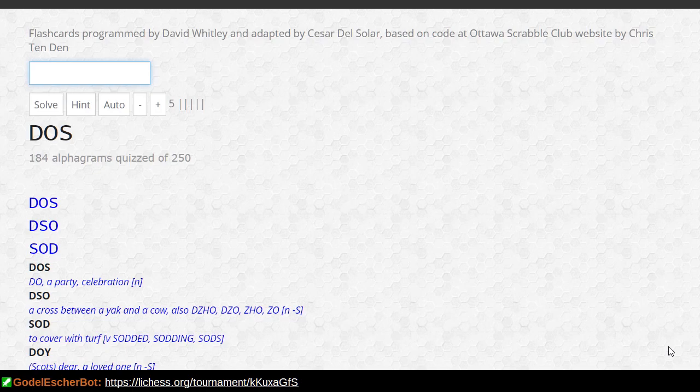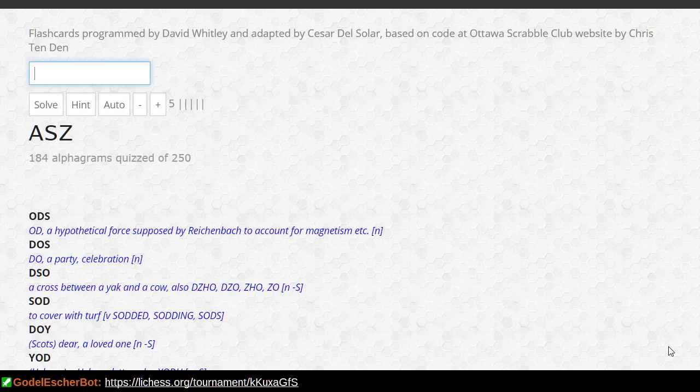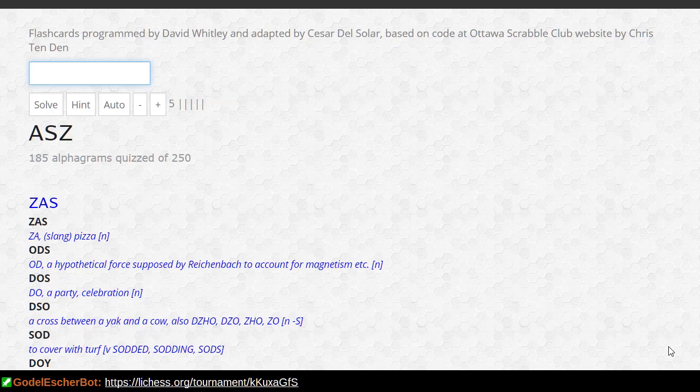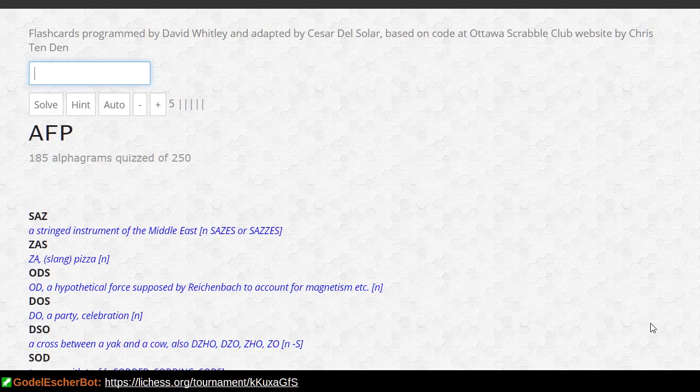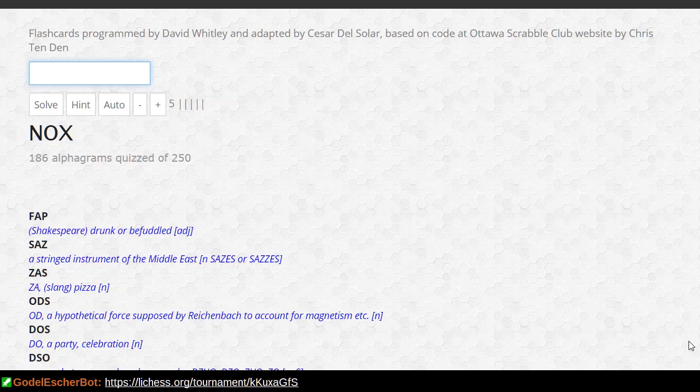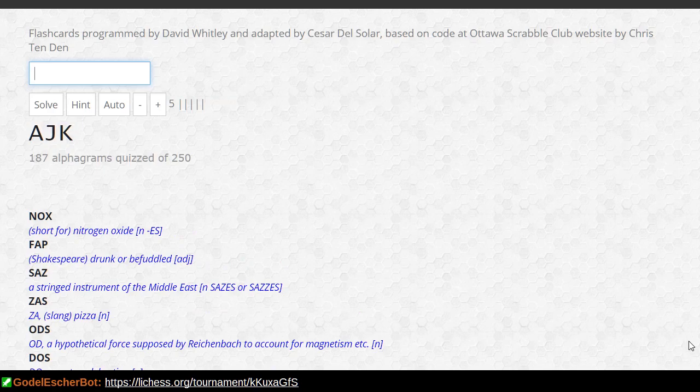There's another word here. Odds? Yep. Magnetism. Spiritual force thing. ZAS, plural for pizzas. But what's the one that's not in US English? What's the one here? I don't know. SAZ. Stringed instrument. Man, there's a lot of fun instruments. Drunk or befuddled. It's fat, right? Noakes is night. Oh, short for nitrogen oxide. Fine, we'll take it.